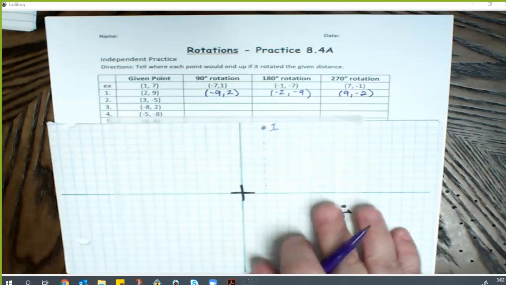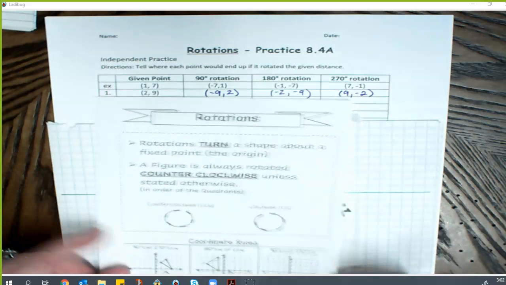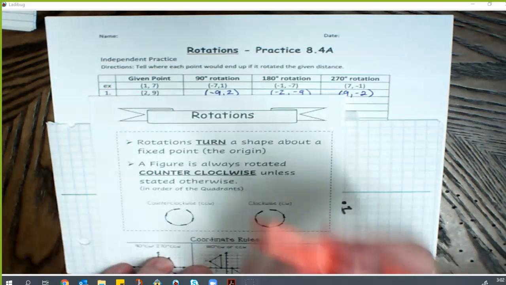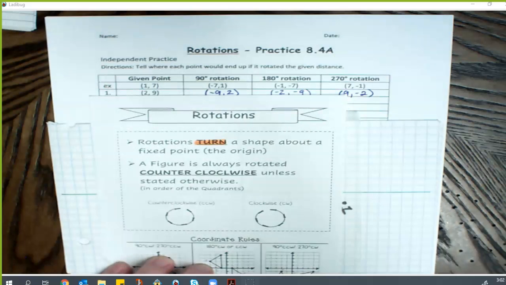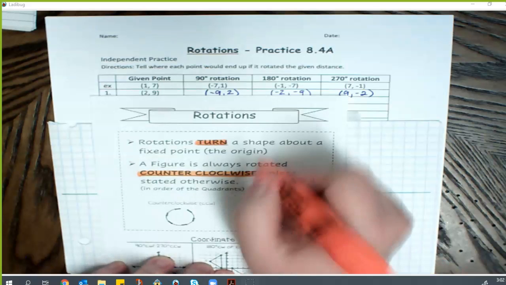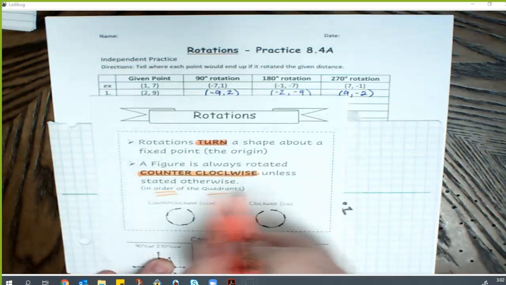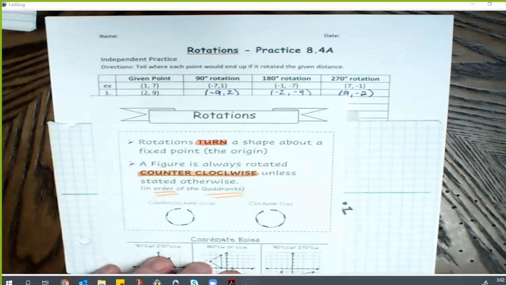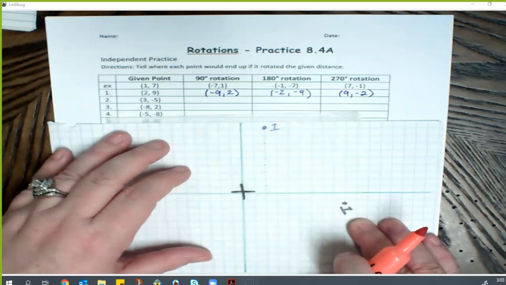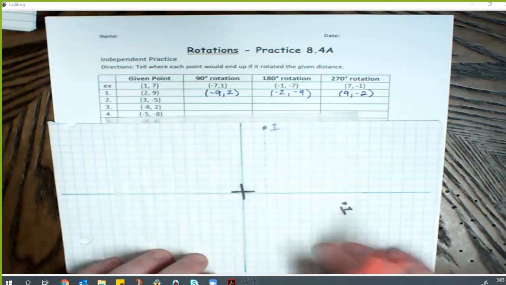Okay, so look at the notes page we handed out. I'm just going to put it on top. We said that the rotation, you already have this glued in your spiral, is a turn. Isn't that what we're doing with our patty paper? We're turning it. So it's a turn about a fixed point. In 8th grade, our fixed point is going to be the origin. We also rotate it counterclockwise, unless told otherwise, in order of the quadrants, right? So that's what we're doing right here with our patty paper. We're rotating them counterclockwise, and we're practicing rotating through all the degrees.